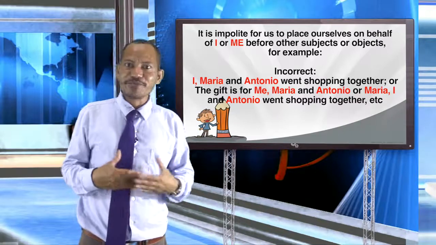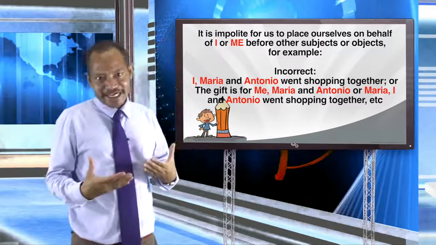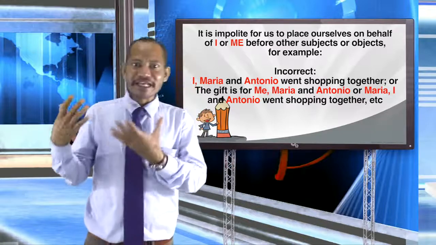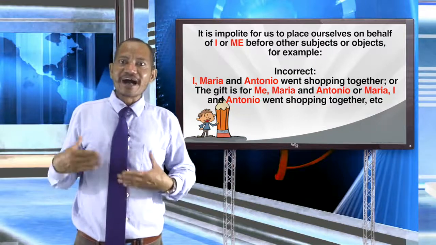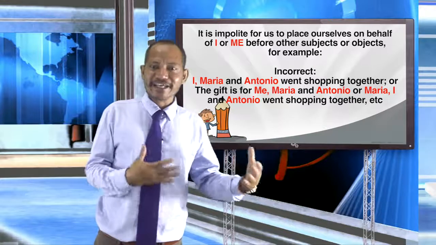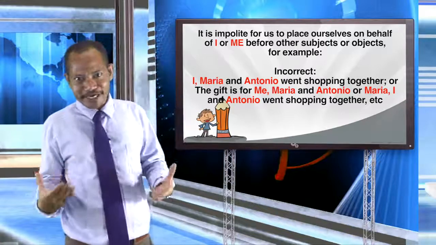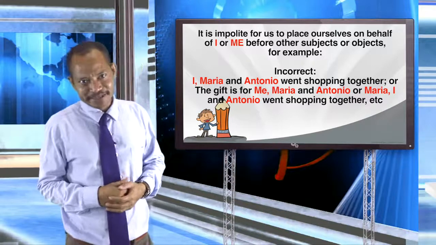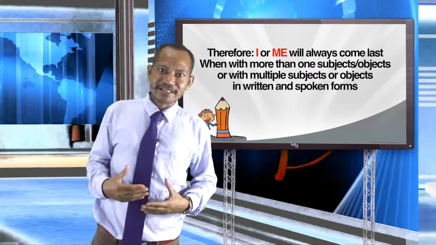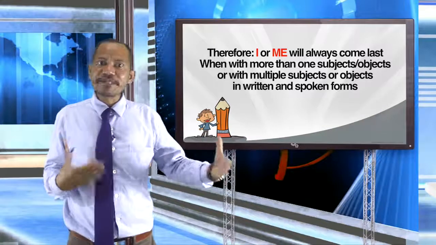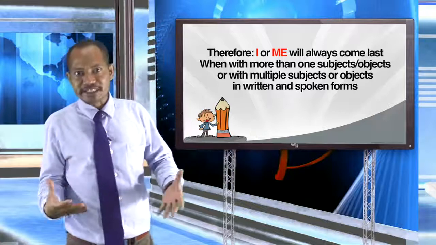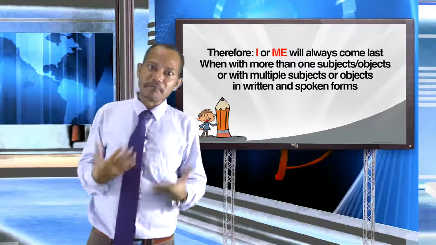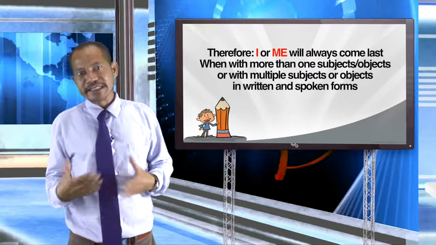For example, it wouldn't be right to say I, Maria and Antonio went shopping together, or the gift is for me, Maria and Antonio, or I and Antonio went shopping together, etc. Even though, from the grammar point of view, the sentence is 100% grammatically correct. So basically, I or me will always be the last mentioned or written when there is more than one subject or object in a sentence.